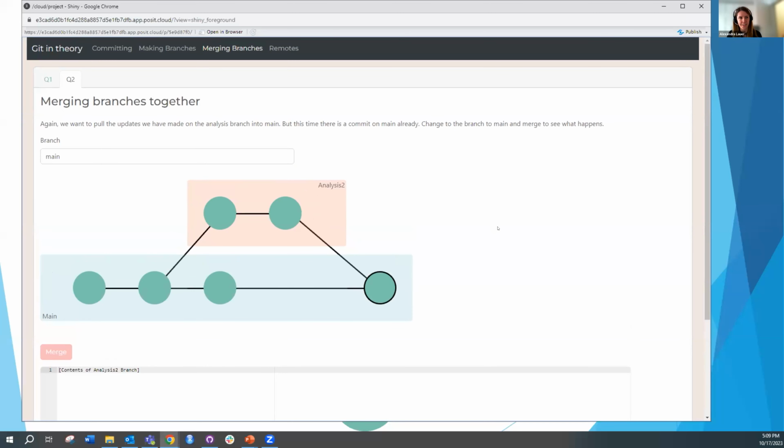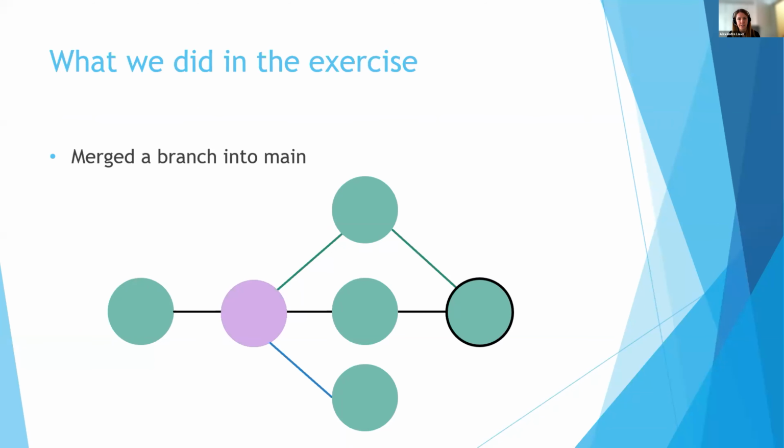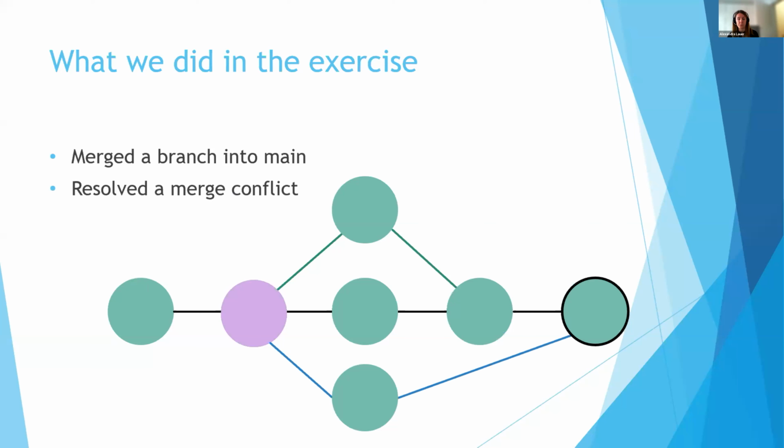That's nice, right? So going back to the slides, right here. What we did in the exercise is we merged a branch into main, we checked out different commits and resolved a merge conflict. So that was nice, right? Keep in mind that a merge conflict is nothing to be overly afraid of. We now know how to resolve them, and how to merge branches, even though there might be a conflict.